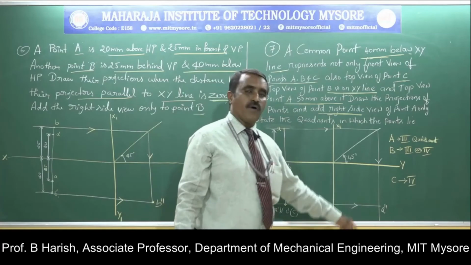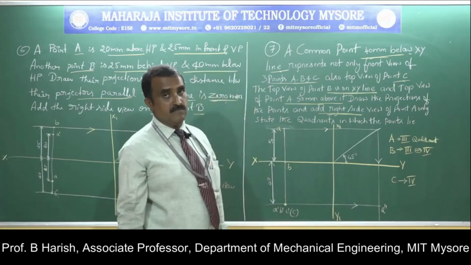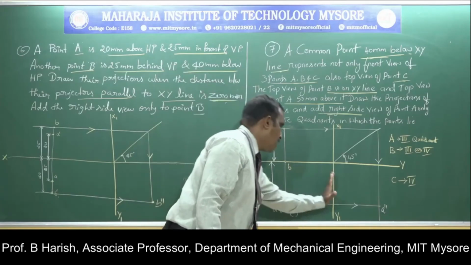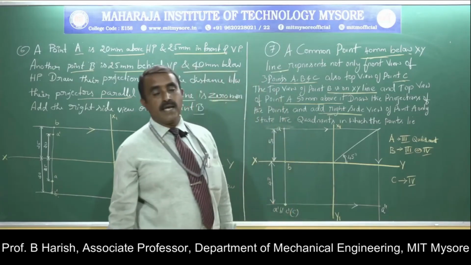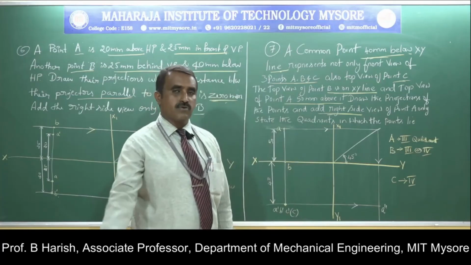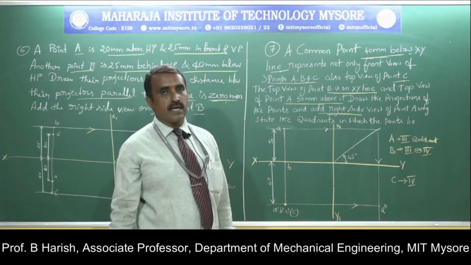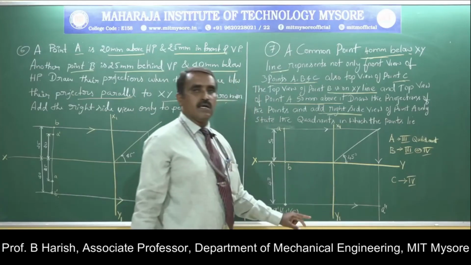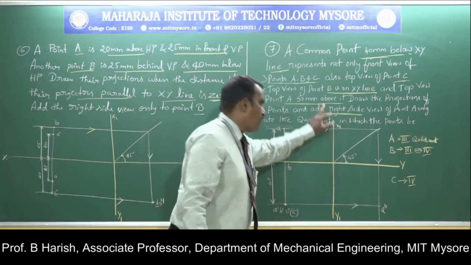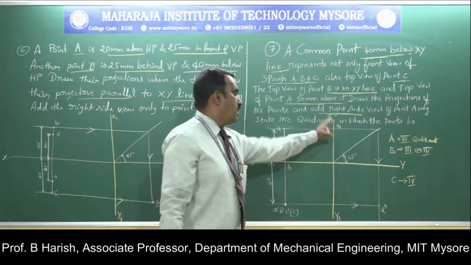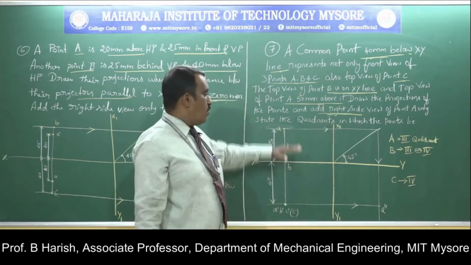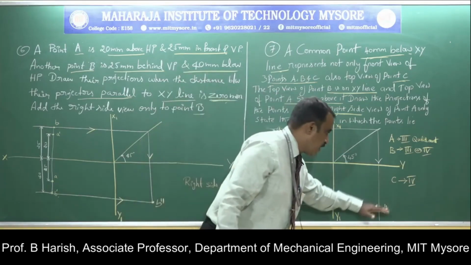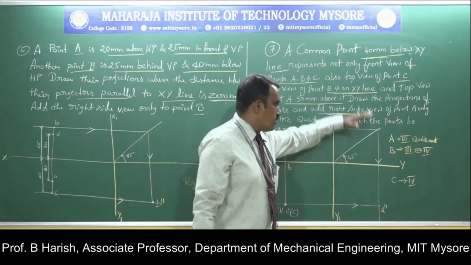Before drawing the profile view, I should fix the profile plane. The distance between the projector and the profile plane is not given in this problem. In such cases you can once again take any convenient distance. From this projector line, I measure a convenient distance and there I fix my profile plane. Naming is done as x1, y1. I know the top view is in this plane and the front view is in this plane, so I should get the profile view in this plane. So this is the vacant plane.